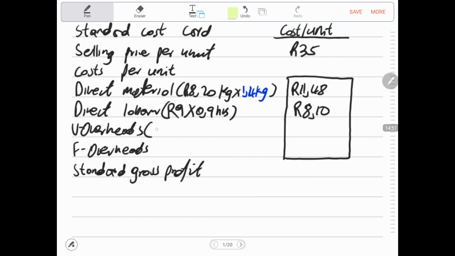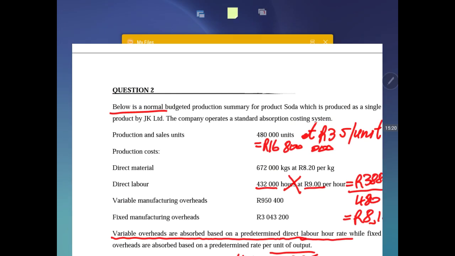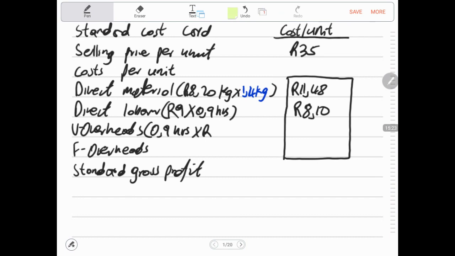When it comes to overheads, remember overheads are also based on labor hours, so it will be 0.9 hours times the rate of the overheads, because the variable overheads are based on the direct labor hour rate. Remember, variable overheads are absorbed based on the predetermined overhead rate based on labor hours, while the fixed ones are based on the output of production. So coming back, what are we looking for? We are looking for the cost per unit. We are also looking for the rate of the variable overheads per labor hour.